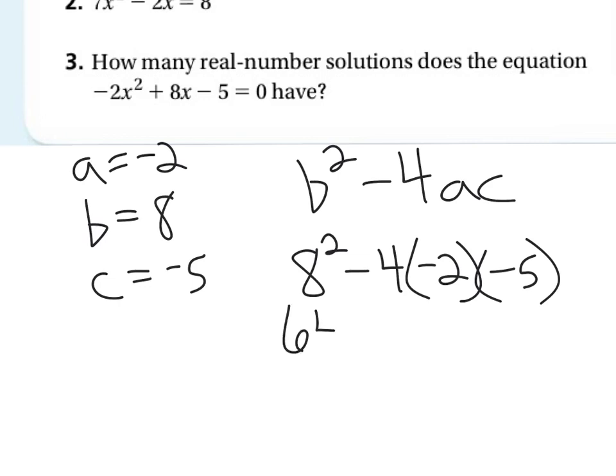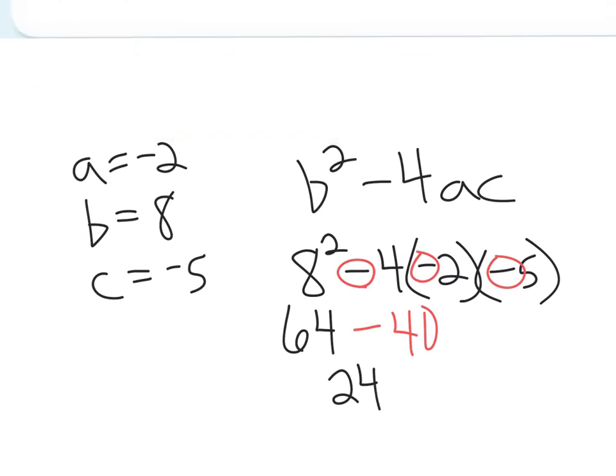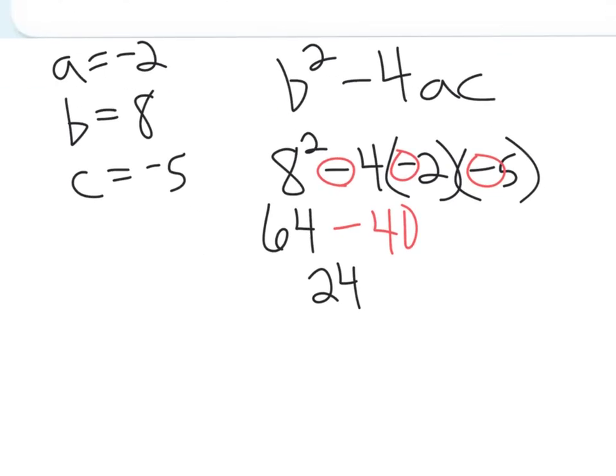So 8 squared would be 64. And then if you watch your signs on this back part here, we can multiply all these together on your calculator if you want, but we probably don't even need it on this one. Negative times negative is a positive, positive times a negative is a negative. So this is going to be a minus something. Since the numbers are smaller here, we could just go with 4 times 2 is 8, and 8 times 5 is 40. So we've got 64 minus 40, which would be 24. That means once again we have 2 real solutions.